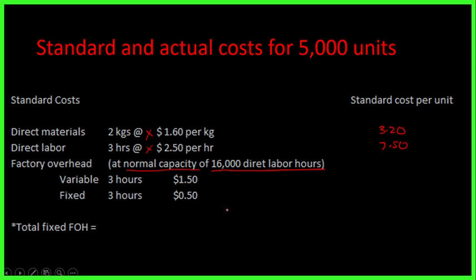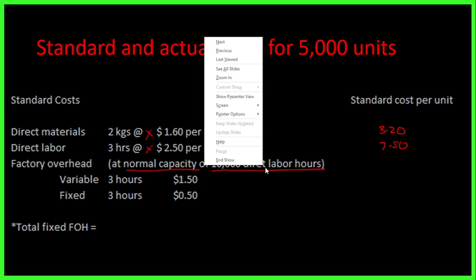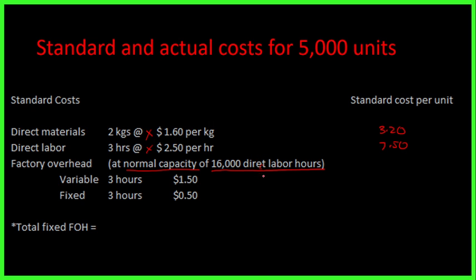So under normal operations, they use 16,000 direct labor hours. If each unit uses 3 hours, which is our basis, then 3 hours at 1.5 is going to be 4.5. And then for your fixed, you have 3 times 0.5, that is going to be 1.5.